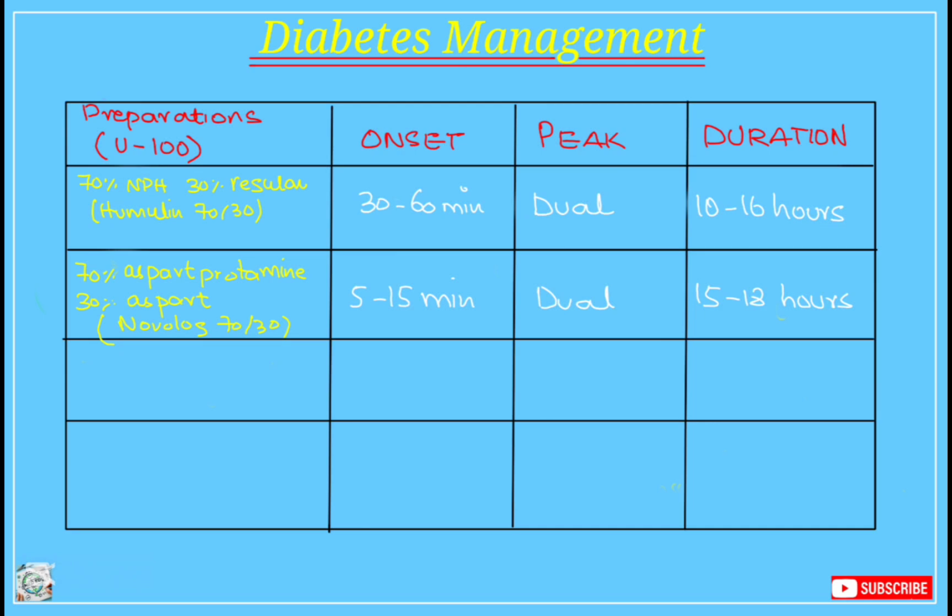This dual peak in the pre-mixed insulin occurs because it contains both a rapid or short-acting insulin, which peaks early, and an intermediate-acting insulin, which peaks later on. This results in two distinct peaks in the insulin activity, covering both the mealtime glucose spikes and the longer-lasting basal needs.